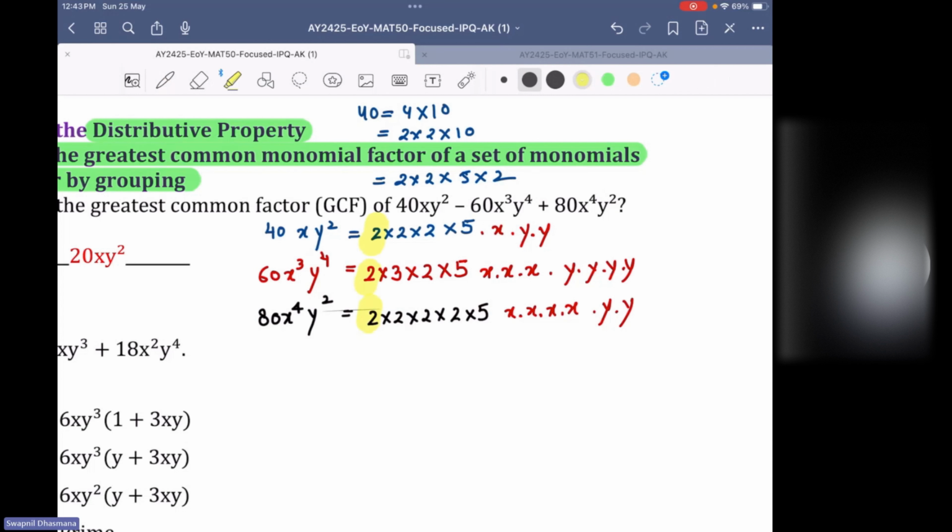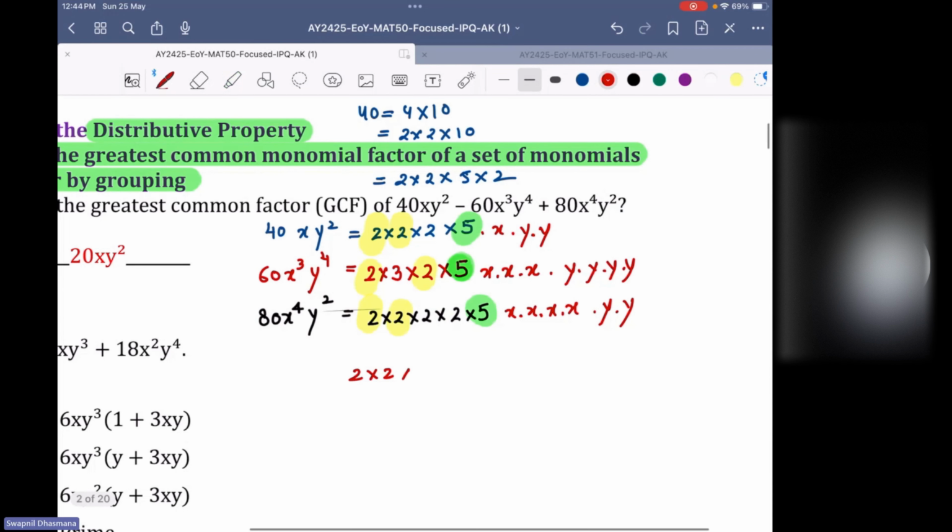1, 2, 3. These 2's are same. So you will write 1, 2. You will write the second 2. The third 2 cannot be common. So what else is common? You can see that 3 is there, but 3 is here, but 3 is not here, not here. So cannot do much. However, 5 is present in all of them. So you will take it common.